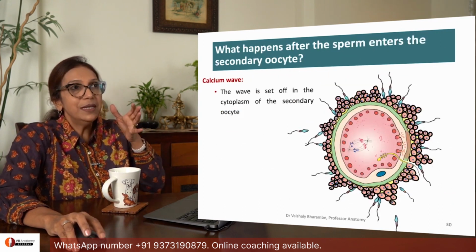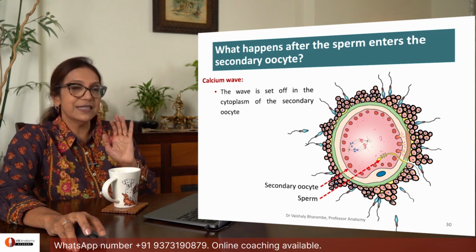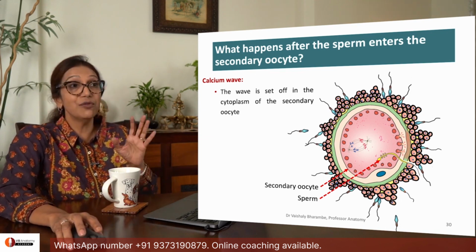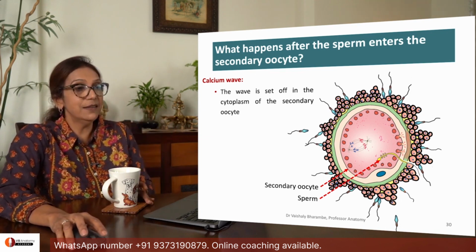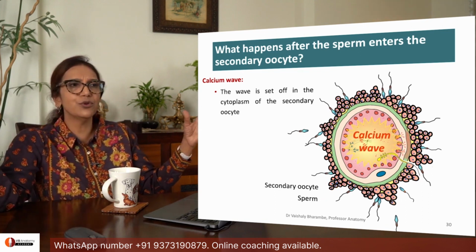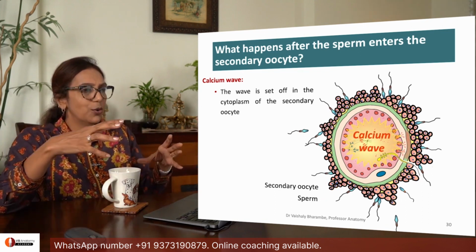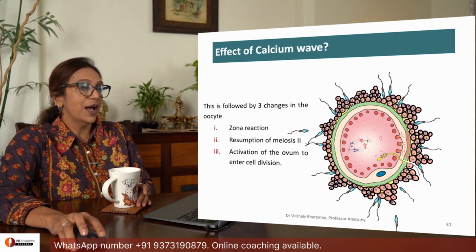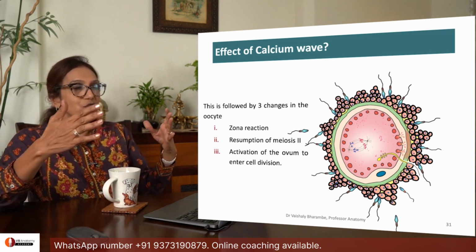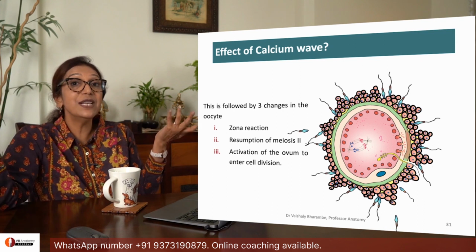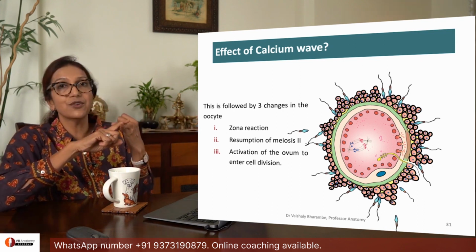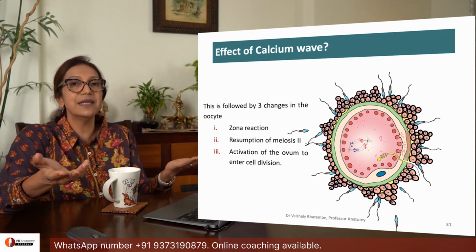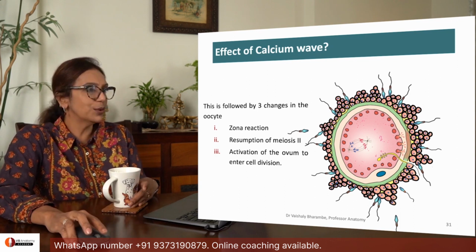So, this is the sperm that you can see, and this is the secondary oocyte in which the sperm is sitting pretty. Okay, secondary oocyte now feels the presence of a sperm inside it, which causes a calcium wave to just shoot through the secondary oocyte. The whole thing is now feeling calcium waves passing through the cell. And because of this calcium wave, some changes take place in the secondary oocyte. Which changes? They are called Zona reaction, resumption of meiosis 2, activation of this oocyte to complete cell division. I'll explain it to you. We don't have to mug up.